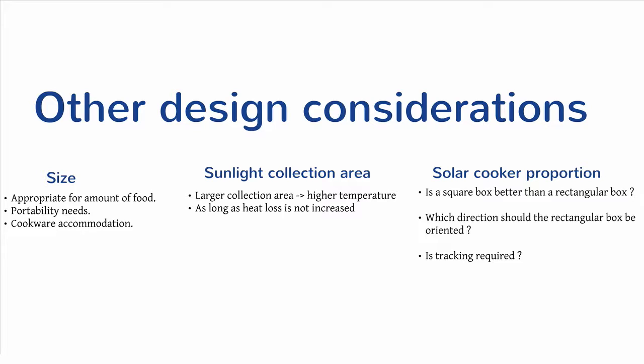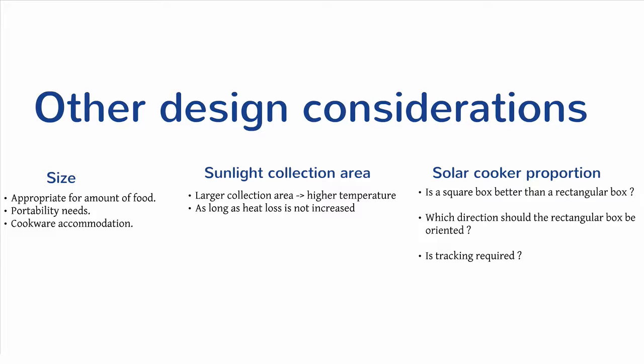Let's think. If you have a square box and a rectangular box, and it's oriented, and let's say it's not tracking anything, if the sun is moving this way, which is better? Or if the sun is moving this way, which is better? If your axis is aligned with the motion of the sun, the rectangular box is better. If it's not, it's not better. So it depends a little bit.